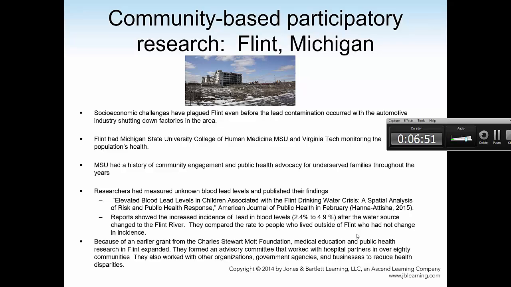They were working with hospital partners as well as government agencies and even businesses, all there to reduce health disparities. And one of the things, of course, you probably saw the bottled water, just local businesses trying to do their thing and saying, this is what we can do now. So, this again is a way to involve everyone who has a stake in public health, and especially those who live in the community should be part of that, and that makes sense. This is the basis of community-based participatory research.